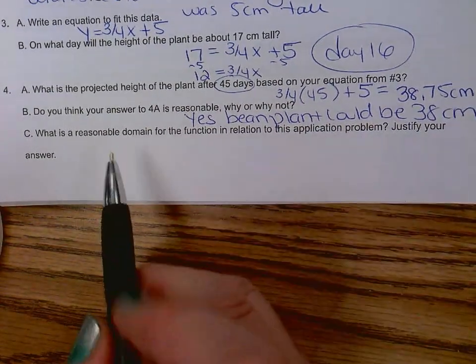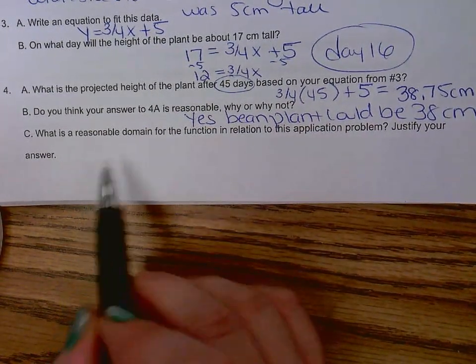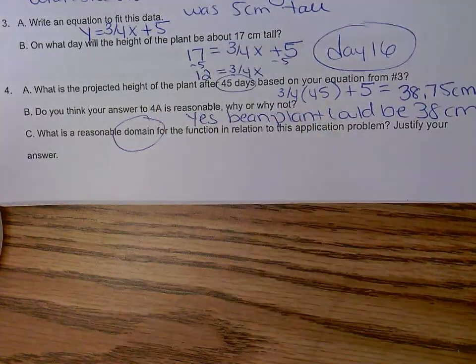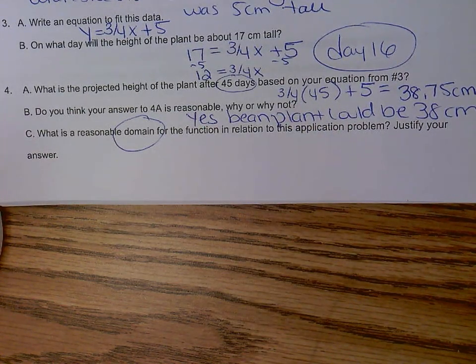Okay, what about part C? Someone in this class or the other class used the word domain as an important word yesterday when I was talking about the big functions from Algebra 1. Domain is the allowable x values. Do you think this bean plant can grow for 60 days? Could the bean plant grow for 100 days? Could the bean plant grow for 1,000 days?